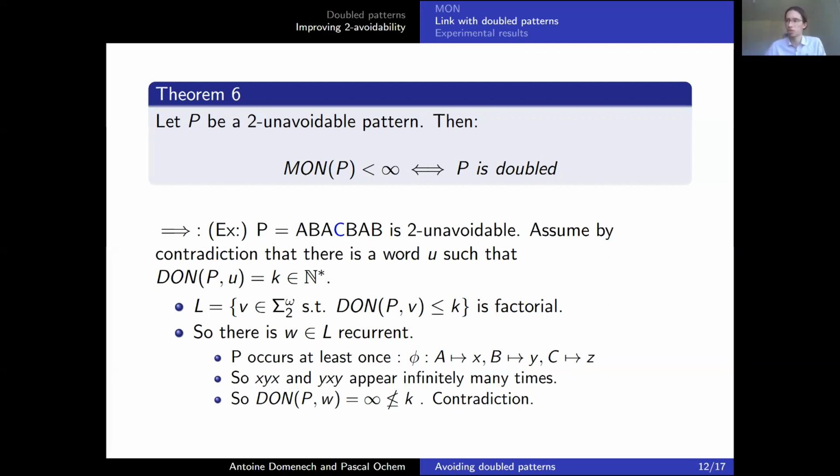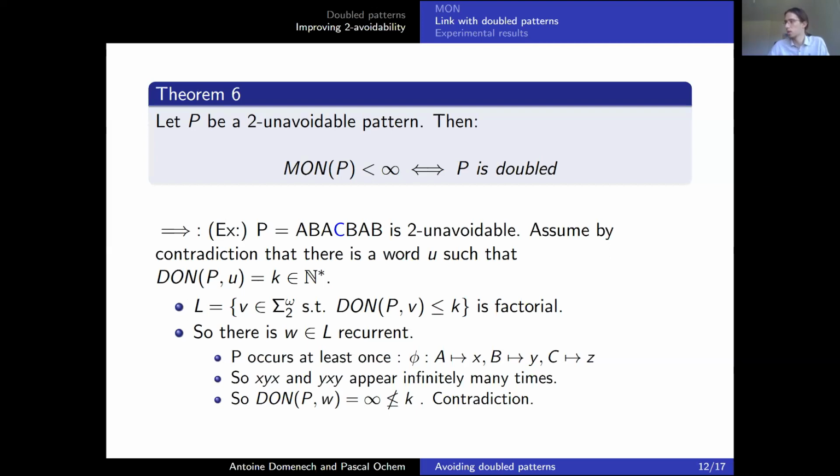So for the direct implication, let's work on an example. We will work by contradiction. So we will take a non-double pattern, for example here, ABA, CBAB. C is not doubled. And assume by contradiction that there is a word with a non-zero number of occurrences of the pattern. Then you can define the language of infinite binary words that have a finite number of occurrences. It is non-empty, and it is factorial by a common property of combinatorics on words. But if it's factorial, then it means that there is a recurrent word in it. And then it's lost because the pattern occurs at least once, because it's 2-unavoidable.